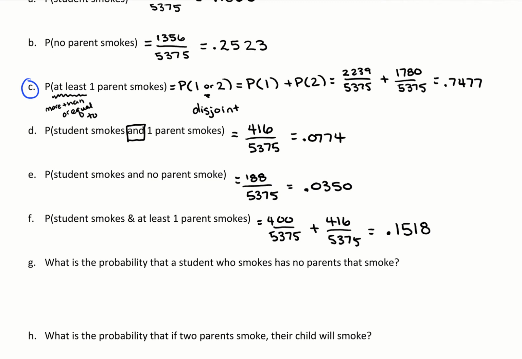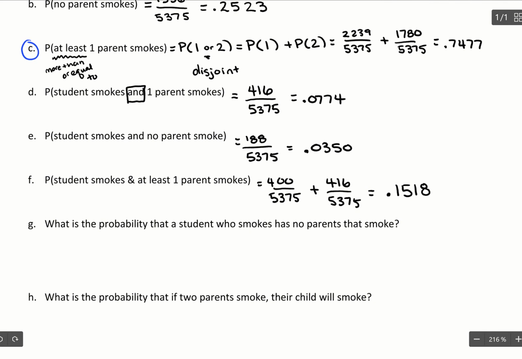All right, what is the probability that a student who smokes has no parents that smoke? So the wording here, and what you often want to look for, is where it asks for the probability that, and what they're describing is who we're looking at. And they're saying we're only looking at students who smoke. So what that means in this case is this is our given event. They're saying we already know the student smokes, so then what's the probability that they have no parents that smoke?